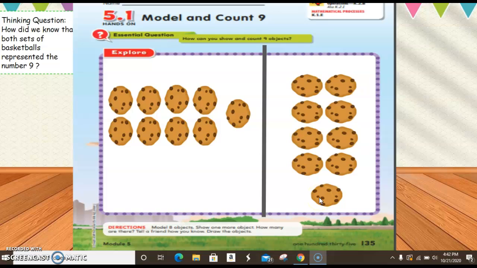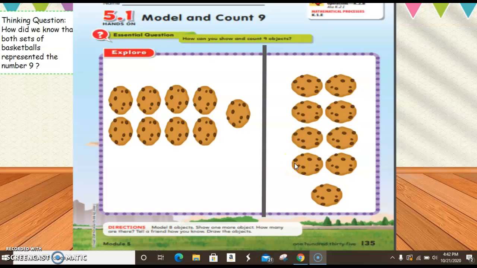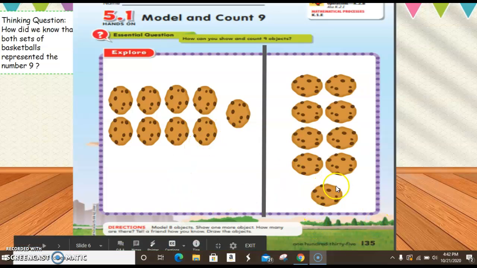So did the arrangement change? No, it didn't. It did not change it. Okay, both sets represent 9. Now how do we know both sets represented 9? What do we have to do? We had to count. Good job. We had to count. And the last number we said, which was 9, told us how many. Good.